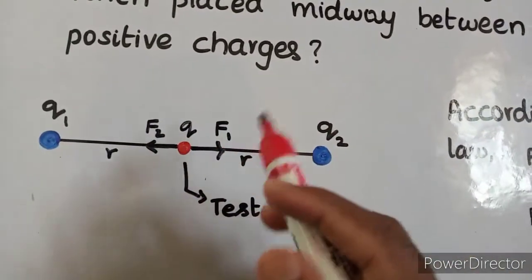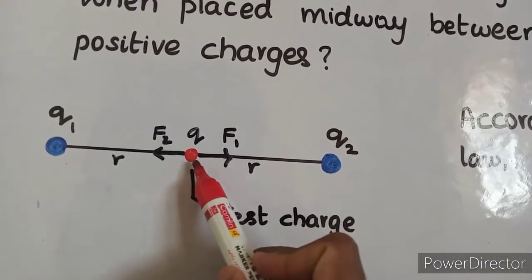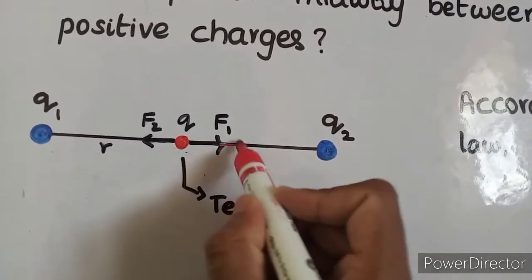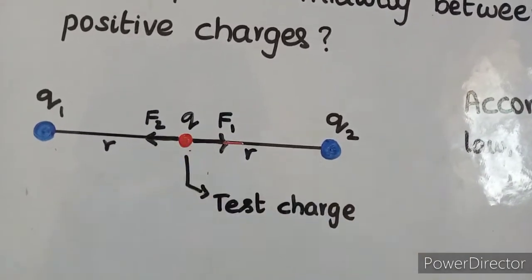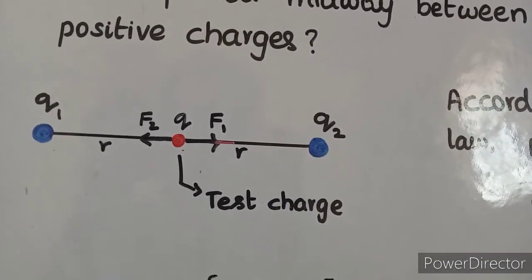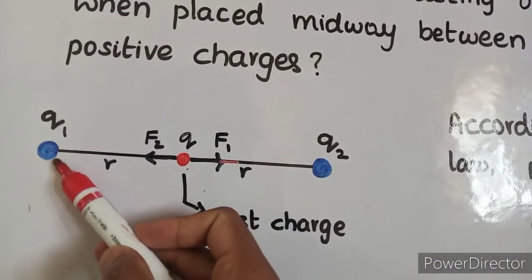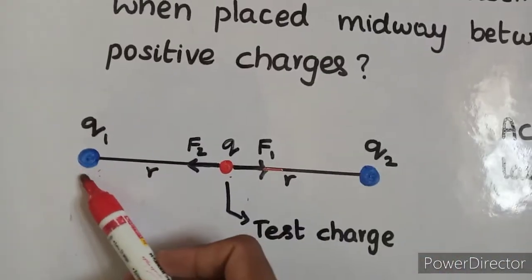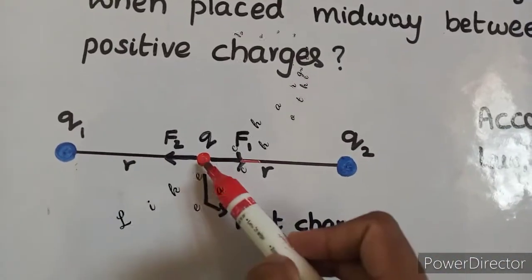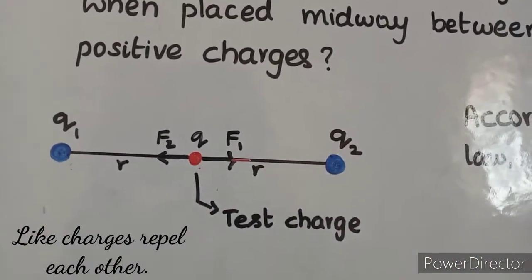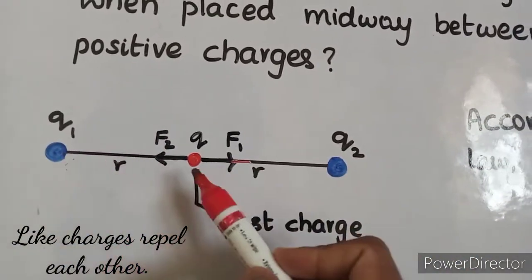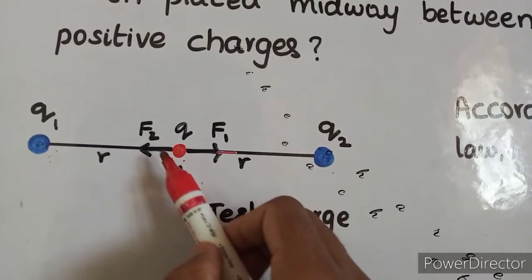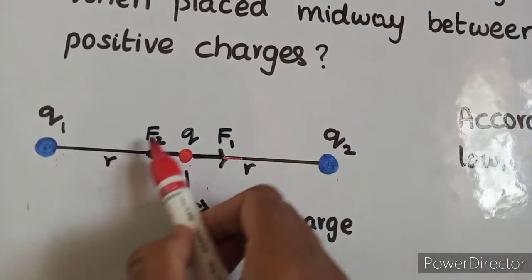According to Coulomb's law, the force acting on Q due to Q1 is F1, and that is acting in this direction. Remember this, always the test charge will be positive, and here I am considering the positive charge only. Between two equal positive charges, the force will be acting away from the charge. That means Q1 pushes the test charge in this direction, and the force due to Q2 on Q is F2, and that will be opposite to F1.